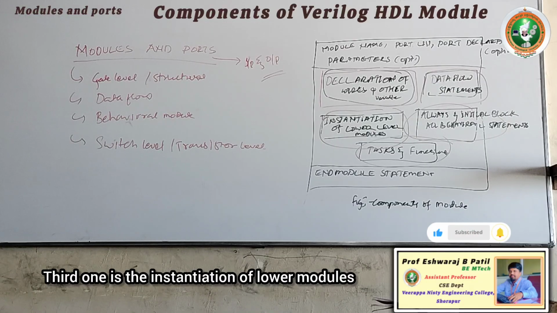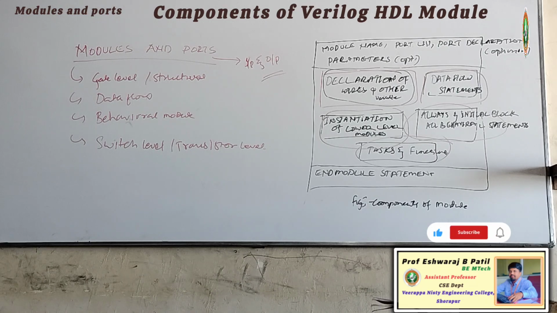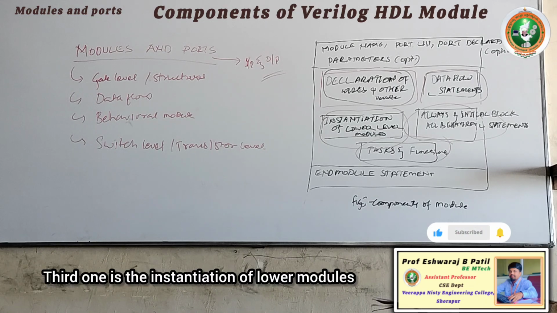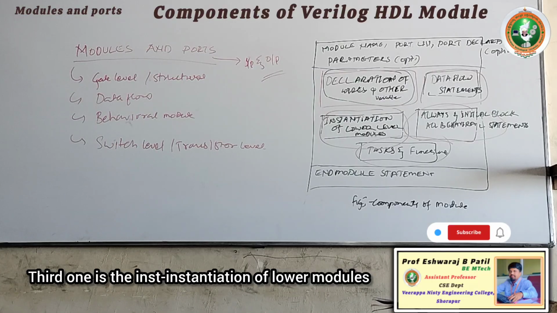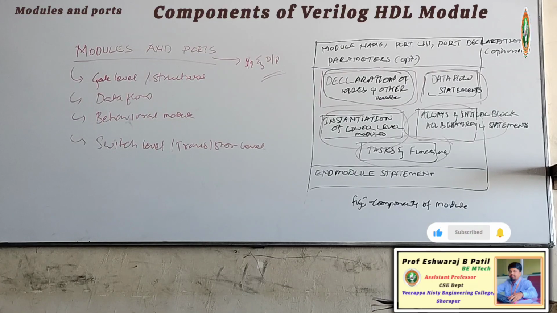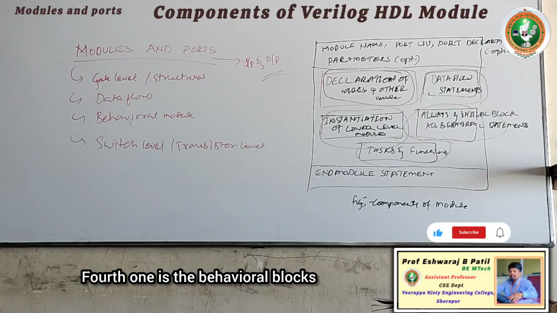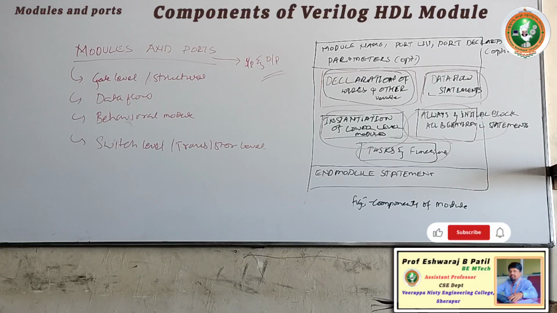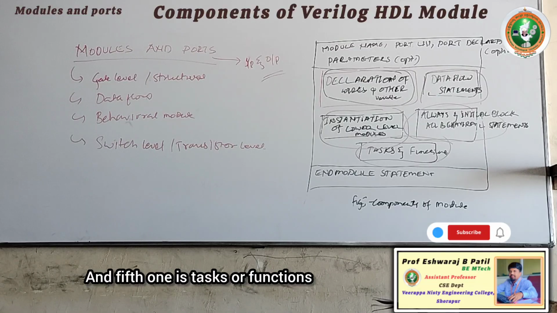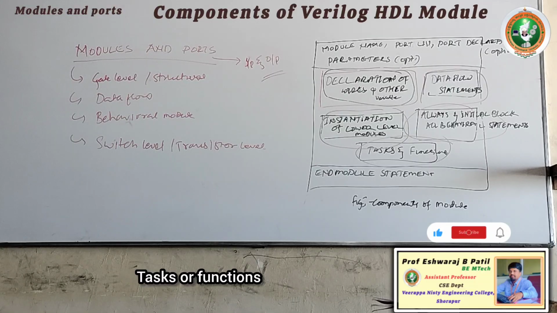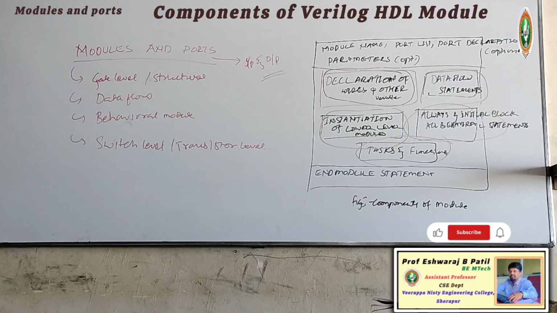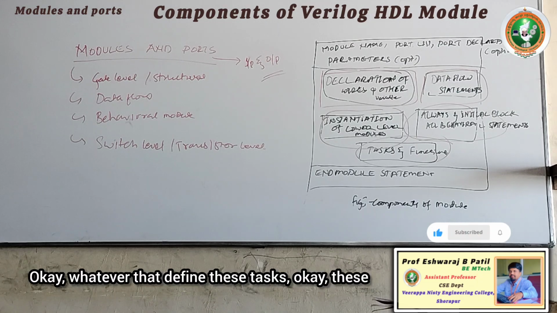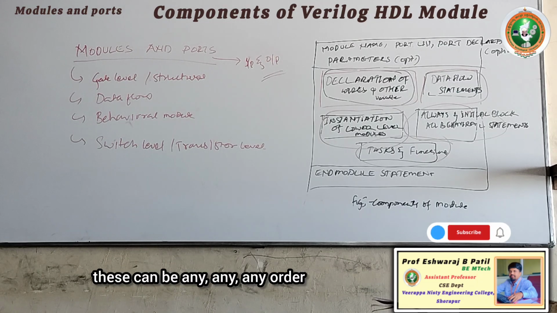Third one is the instantiation of lower modules. Fourth one is the behavioral blocks. And fifth one is tasks or functions. Whatever defines these tasks, this can be in any order.